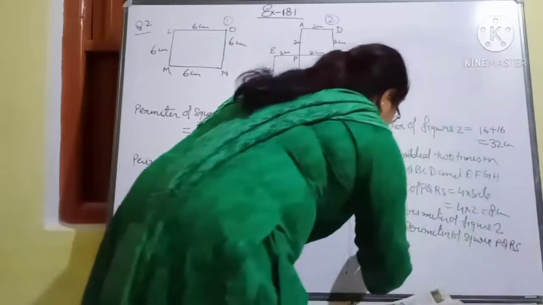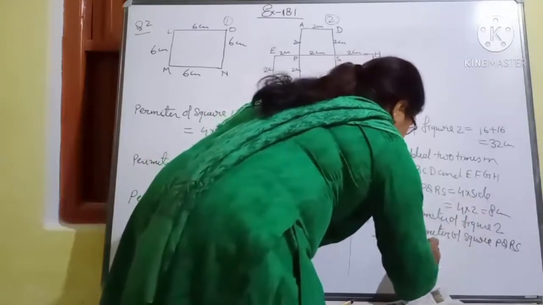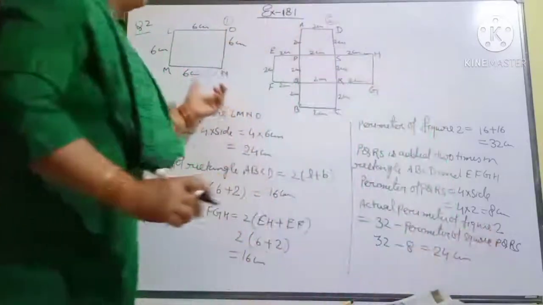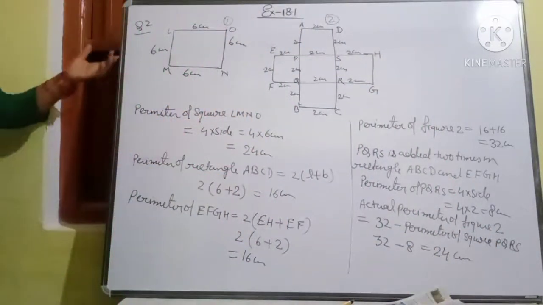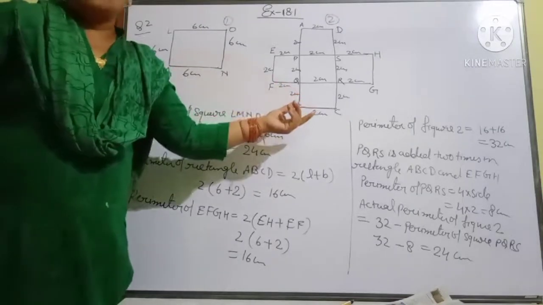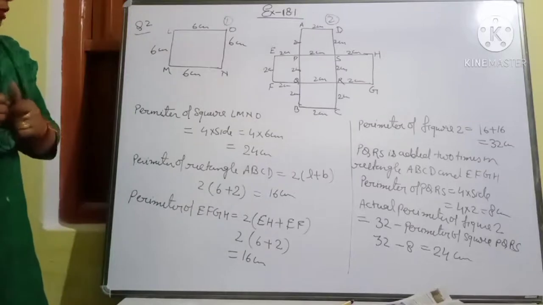And what will it be? 32 minus 8 centimeter. So how much will it become? 24 centimeter. So in this way we have concluded that the perimeter of both figure 1 and figure 2 are coming out equal.